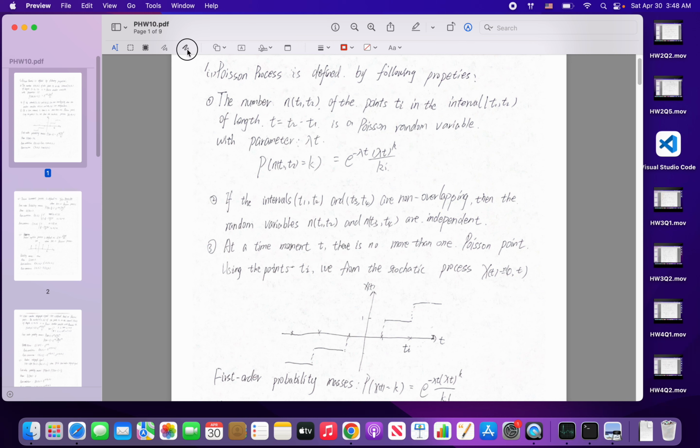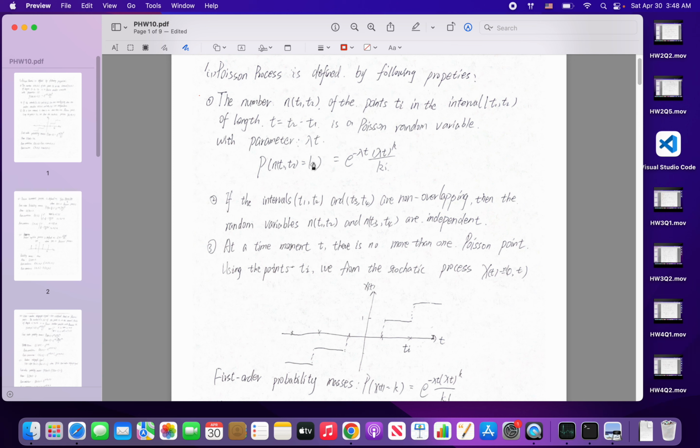This is problem 1. For this problem, we need to explain the process. The first one is the Poisson process, and it is defined by the following properties.